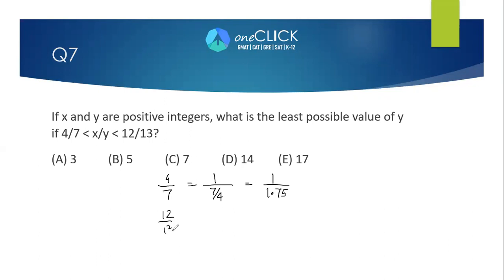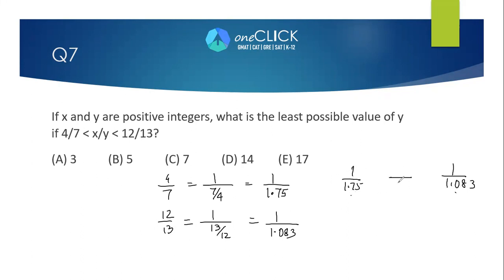And 12 over 13 is 1 divided by 13 by 12. So it is 1 by 1 point... So 1/12 is how much? 0.083 roughly. So you have got two fractions, 1.71 over 1.75 and 1 over 1.083. What fraction will fall in between? That should lie between 1.75 and 1.083.